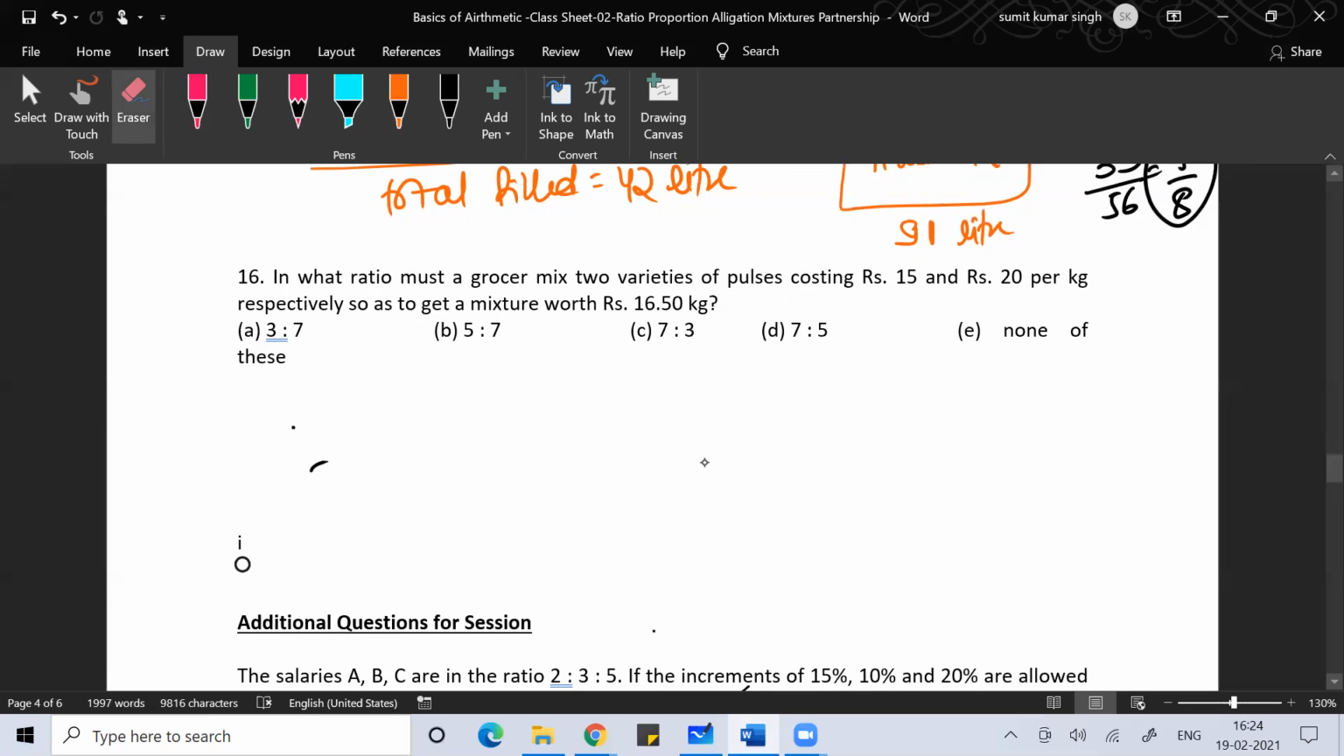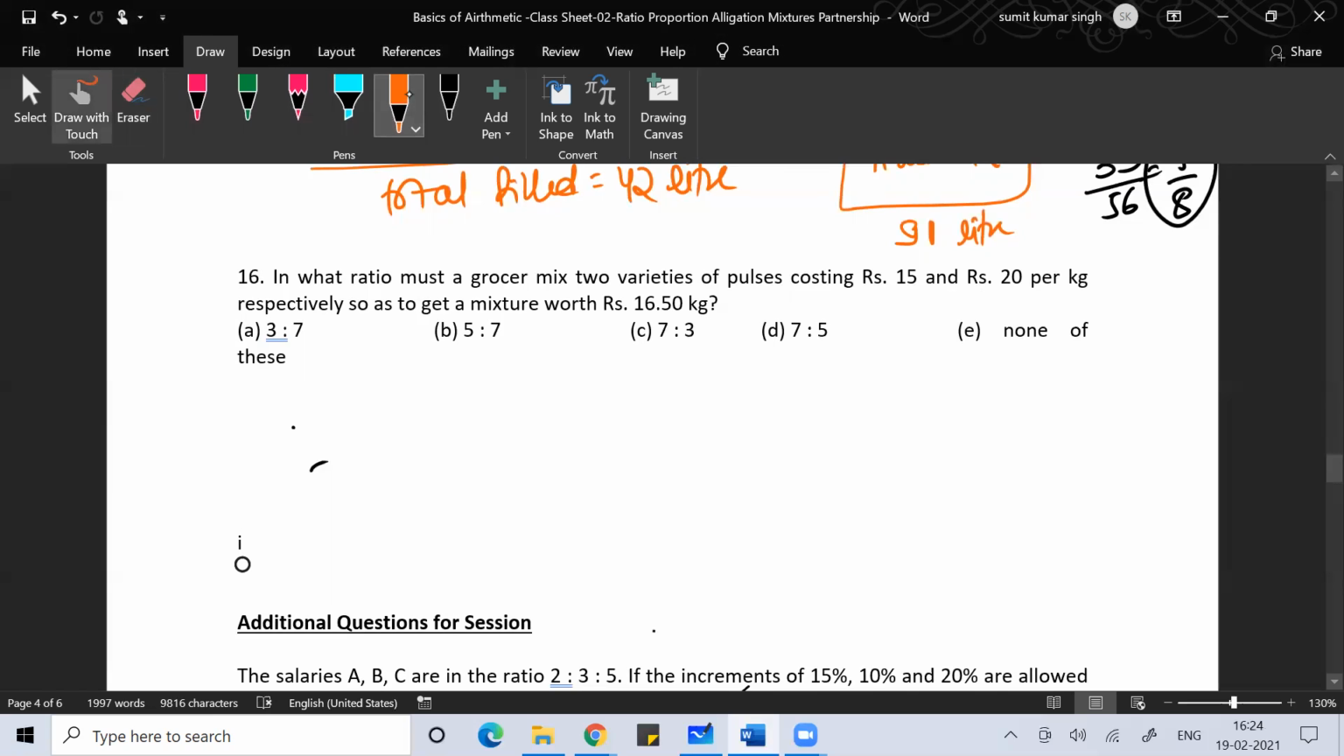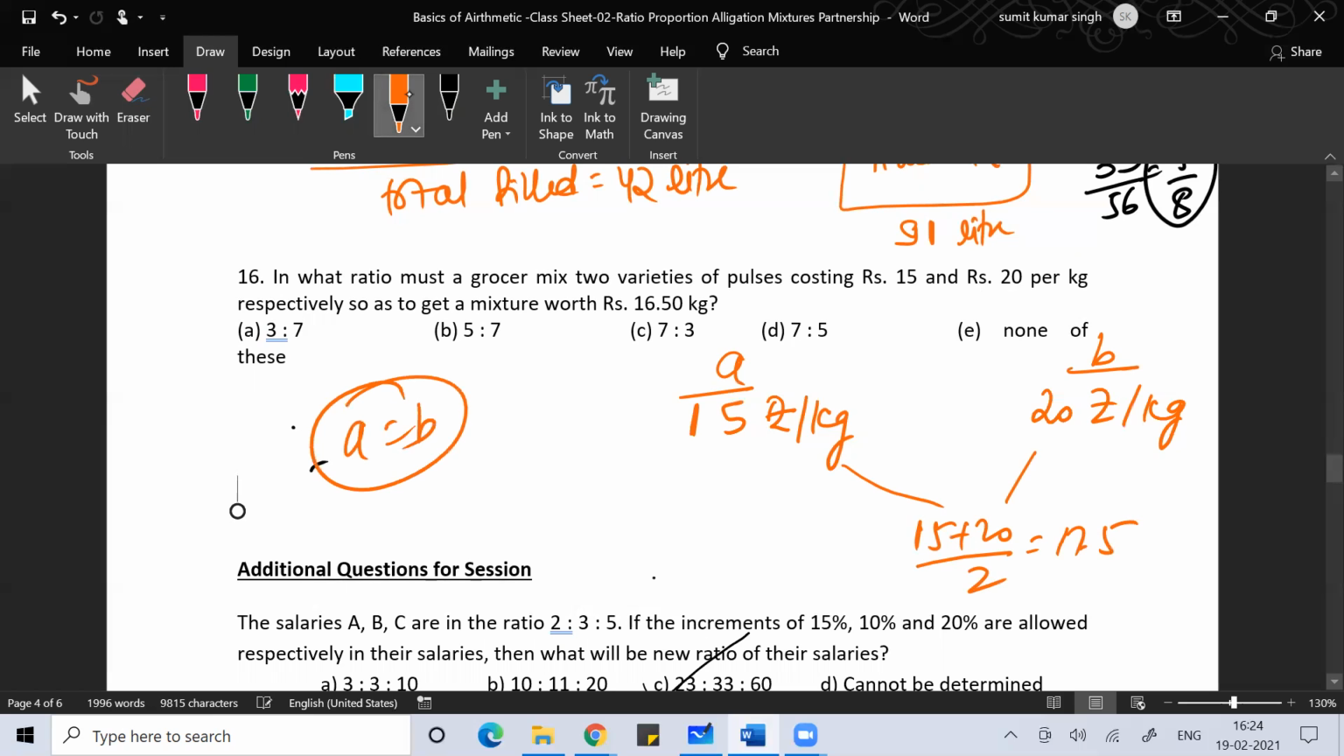Please understand, if I give you a little bit of theoretical knowledge for this: if you mix two things, one is 15 rupees per kg and the other is 20 rupees per kg, and you take equal quantities of A and B, then the price of the mixture will be 15 plus 20 divided by 2. That should be 17.5.